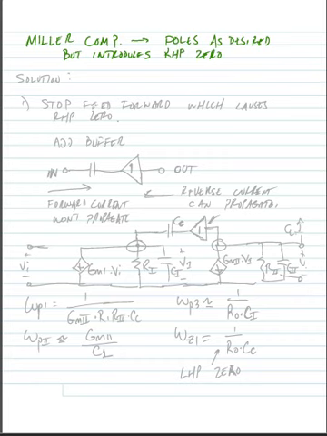And so one thing that we might think of as a solution to this problem is to stop the feed forward, which is what causes the zero. So how might we do that? Well, one, we could add a buffer.